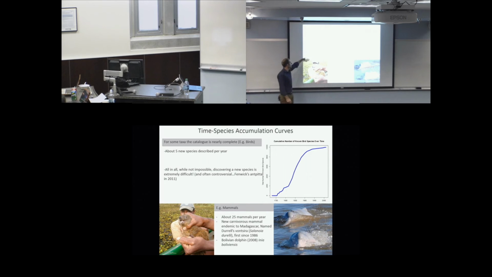And it's not impossible to discover completely new species, right? So Fenwick's antpitta was discovered in 2011, kicked off this international scientific controversy over naming rights and money, and it was ridiculous. But mammals, we don't know as much about mammals, but we're approaching a fairly complete knowledge base. I say fairly. So we're getting about 25 new mammals per year, we're getting some stuff that you're like, really? Like new dolphins and a new carnivorous mammal. There's one species I can't remember the name of, but it's one of the cutest things in the world, just got discovered like last year or something.